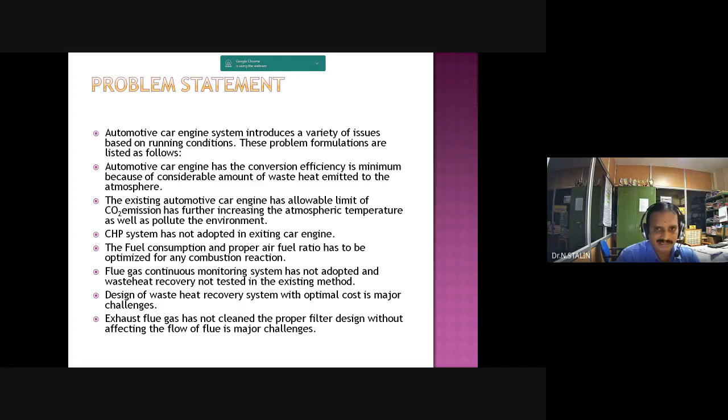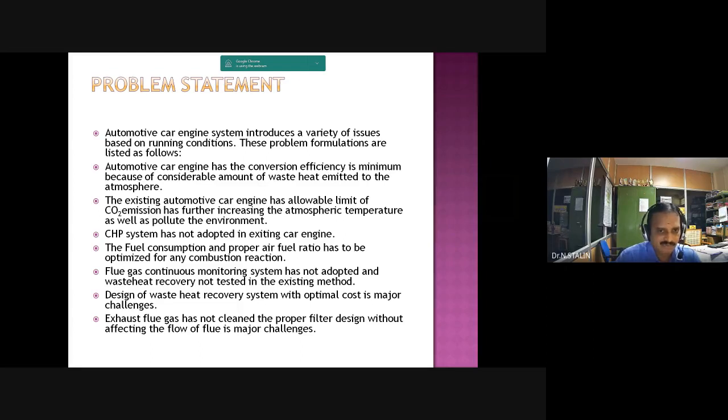Also, there are a variety of existing problems in the automotive car engine system. Number one, the automotive car engine has a minimum conversion efficiency because a considerable amount of waste heat is emitted to the atmosphere, so that is one method I use to recover the waste heat. The existing automotive car engine has an allowable limit of CO2 emission, further increasing the atmospheric temperature and polluting the environment. So I use an O3 filter, because the ozone layer is the only layer responsible for protecting against emitted gases in the atmosphere. My idea is to make an O3 filter with the help of LG Coimbatore, and this filter has to be attached in all car engines.